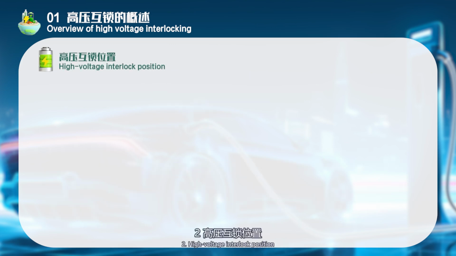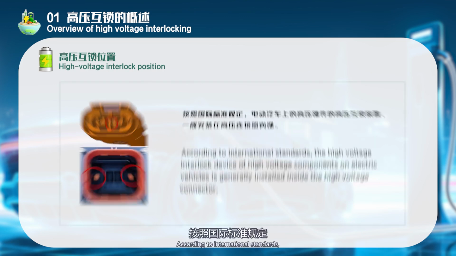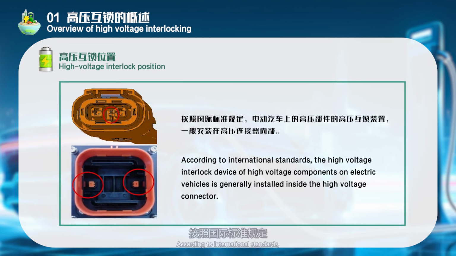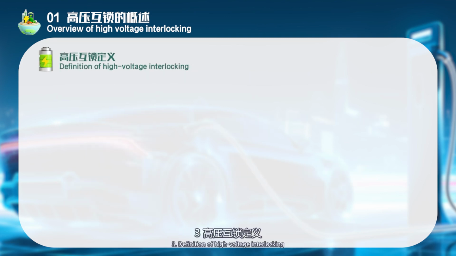2. High voltage interlock position. According to international standards, the high voltage interlock device of high voltage components on electric vehicles is generally installed inside the high voltage connector. 3. Definition of high voltage interlocking.